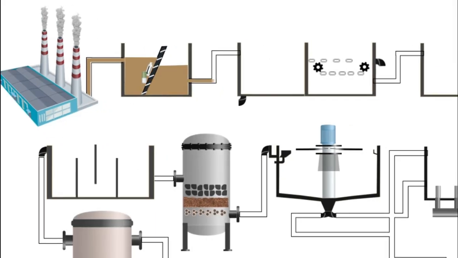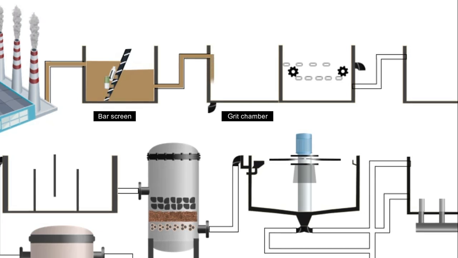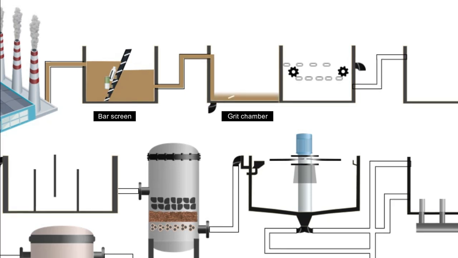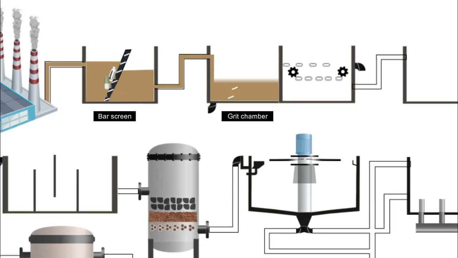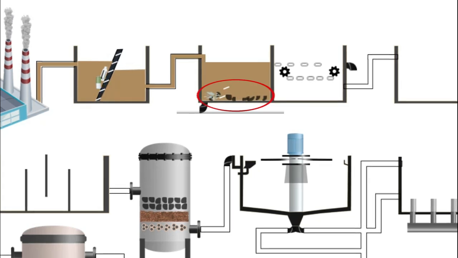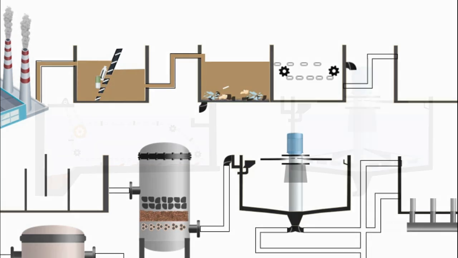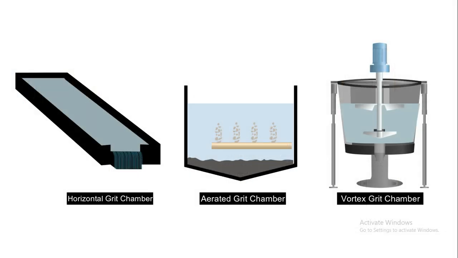Wastewater flows into the grit chamber. The main purpose of this unit is to remove the heavy inorganic materials like sand, gravel, and sludge that enter the sewer from surface runoff or household drains. The velocity of the wastewater is carefully controlled so that these heavier particles settle to the bottom, while lighter organic matter remains in suspension. Common types of grit chambers include horizontal flow, aerated flow, and vortex types.